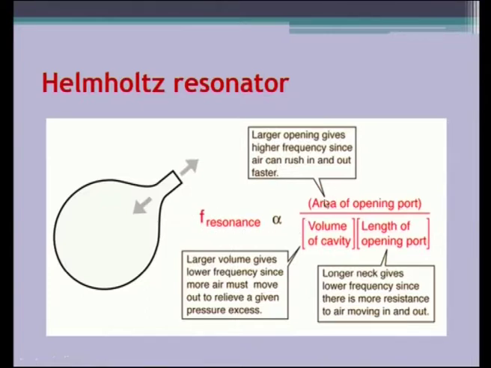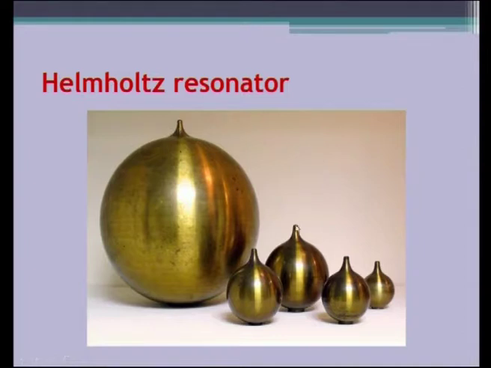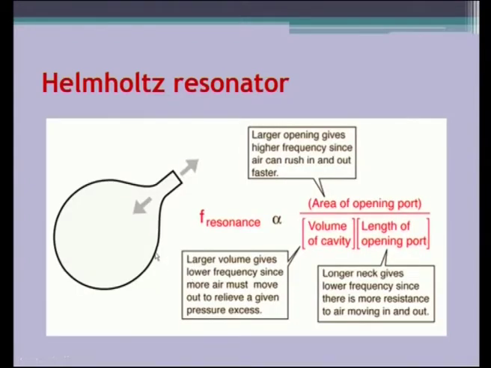The resonance frequency is proportional to the area of the opening port divided by two terms in the denominator, the volume of the cavity and the length of the opening port, and each term has its own implication, and accordingly the resonance frequency is chosen. That is why we need to vary the volume of the cavity for a particular frequency of resonance, and also the length and area of the opening port. So, these are the three terms which will decide the resonance. That is why we have various lengths and sizes, the opening size and also the volume. These are the three factors which govern the resonance frequency of the Helmholtz resonator.